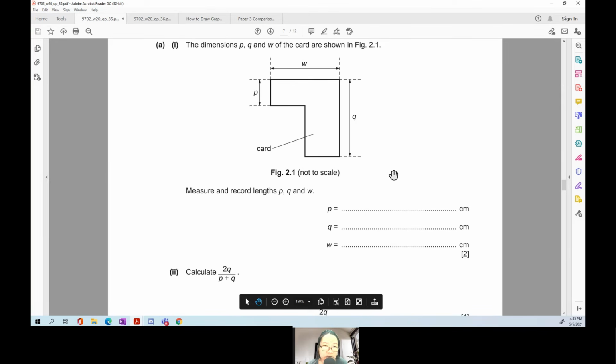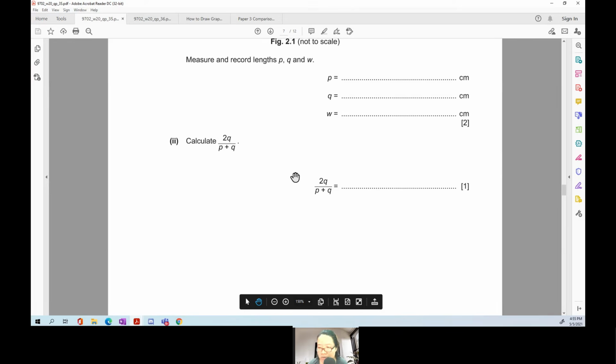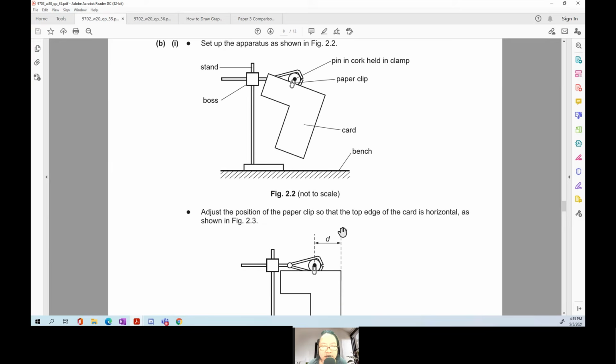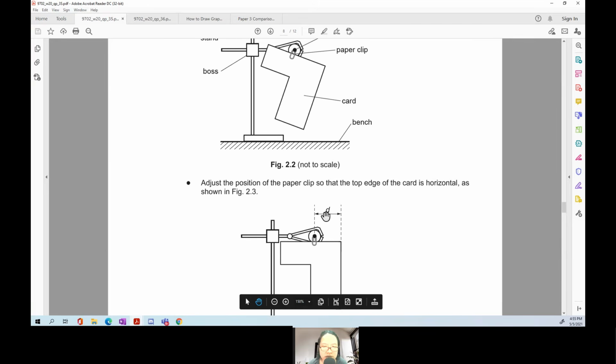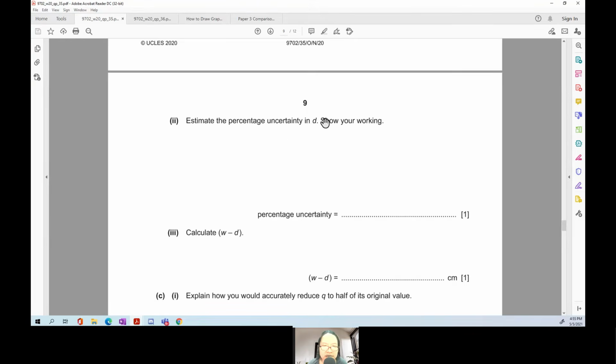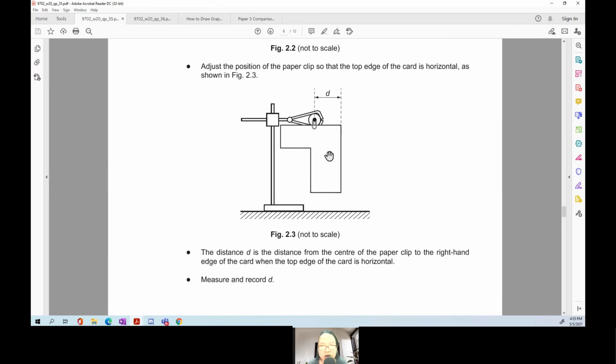You use a meter rule, ma. Okay, this card is about A4 size one. Okay, so we hang a card like this. Okay, and then we adjust the position of the paper clip so that the height is horizontal. And then we measure the distance of the paper clip to the edge of the card. Then you estimate the percentage uncertainty in D. You are going to measure this distance using a meter rule.